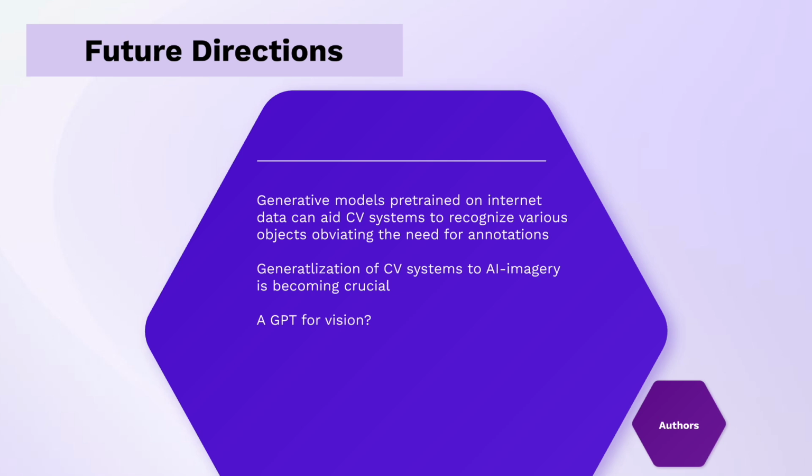From this work, we saw that generative models such as LDM, pre-trained on internet scale, have enough semantic information about objects from the internet. Making use of such models can boost the performance of computer vision systems, obviating the need for annotating at internet scale. Moreover, with the recent trends in creating AI-generated content, it becomes crucial to evaluate the generalization abilities of existing computer vision systems to AI imagery.